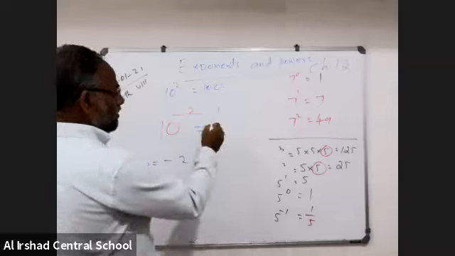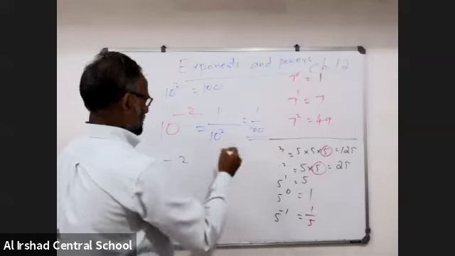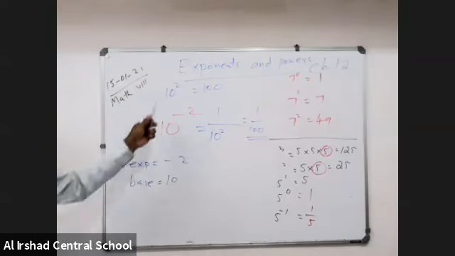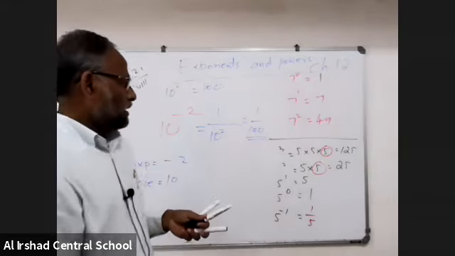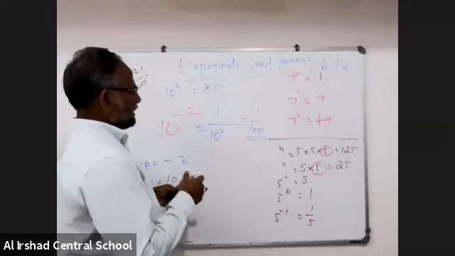No. What is it? 1 by 10 square. 10 square, that is 1 by 100. All of you write this one. Write exponents, and write this one. After that, write this one.